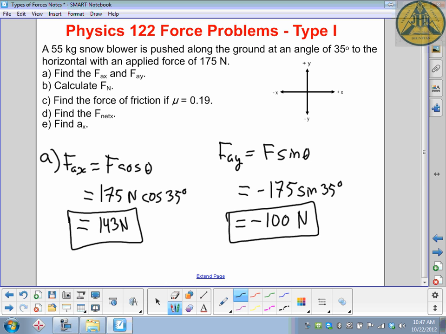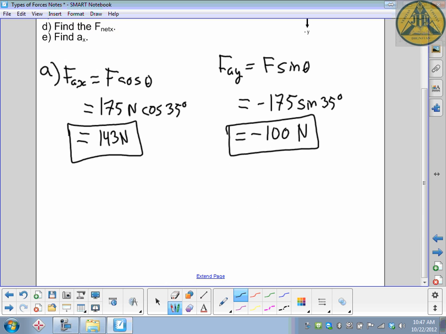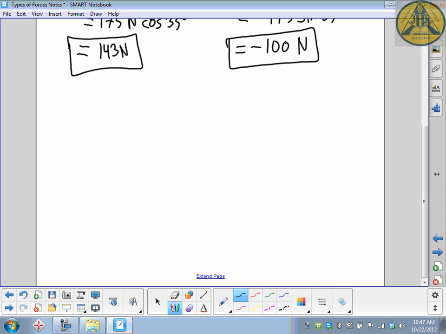The magnitude of the applied force in the y direction is 100 newtons, but it doesn't hurt to write the direction down in case you need it later and you won't forget it.